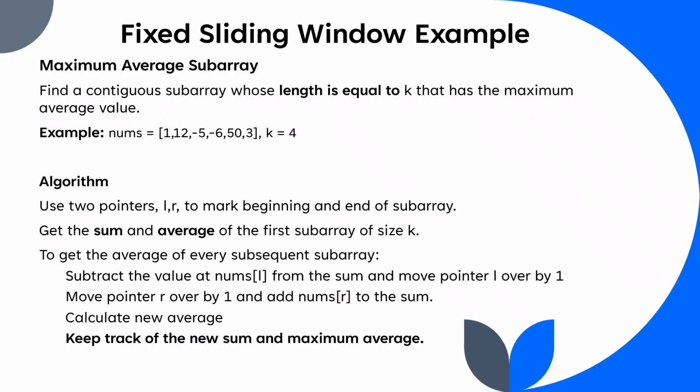You're going to subtract the value in the array at index L, the first value in that subarray, from the sum, and you're going to move the pointer L over by 1. Then you're going to move the right pointer over by 1 and add the value there to the sum. Then you calculate the new average. Because you already have a portion of that subarray calculated, you don't recalculate it. You keep track of the new sum and the maximum average, and you continue until you have the average of each subarray.